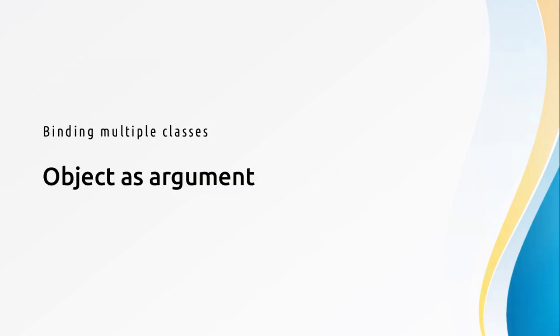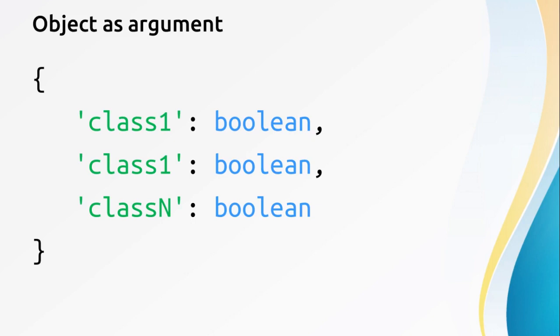If you want to apply conditionally more than one class to an element, then you can pass an object as argument. On the left side is a class name, while the right side is a boolean value. So a class will be applied when the value on the right side is true. On the contrary, if the value is false, then the class will not be applied to the element.